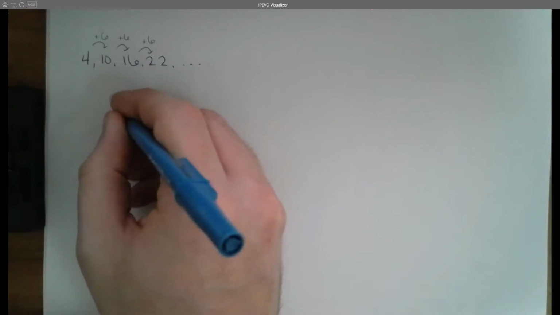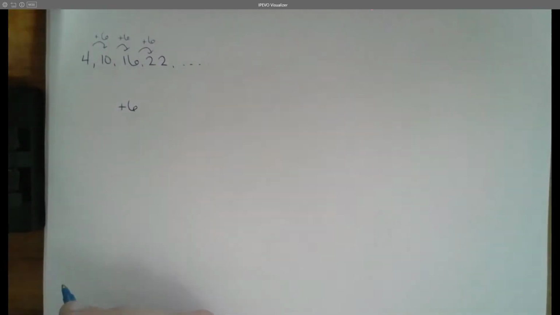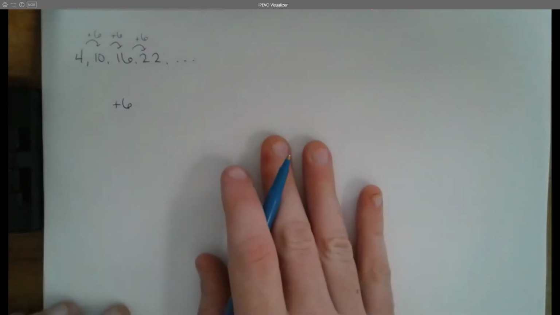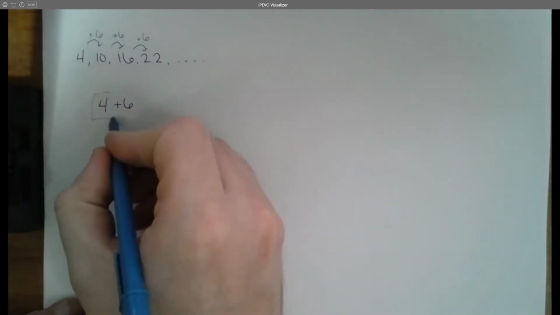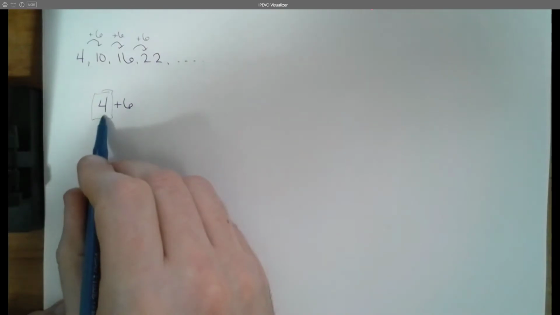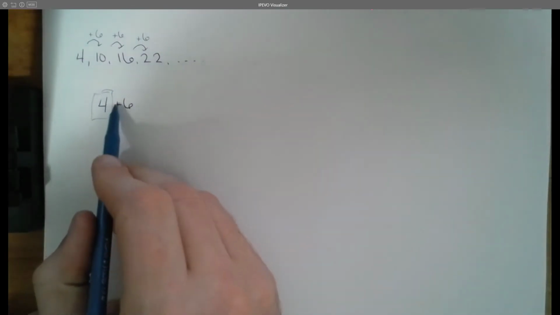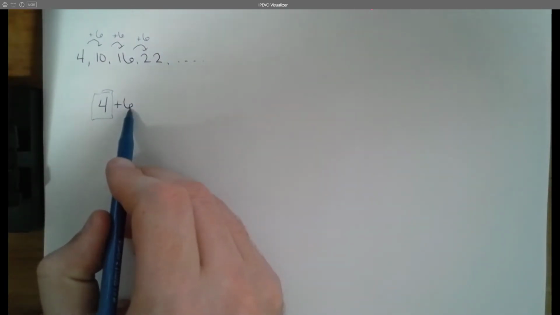And so we're going to want to figure out a formula, or what the textbook calls a general term, for this question. So in order to have a general term, we know that we're going to be adding 6 to something, and we know that our starting value, or our starting number, is 4. Whatever our starting value is, we're going to have that number there, and we're going to be adding 6 to that starting number.